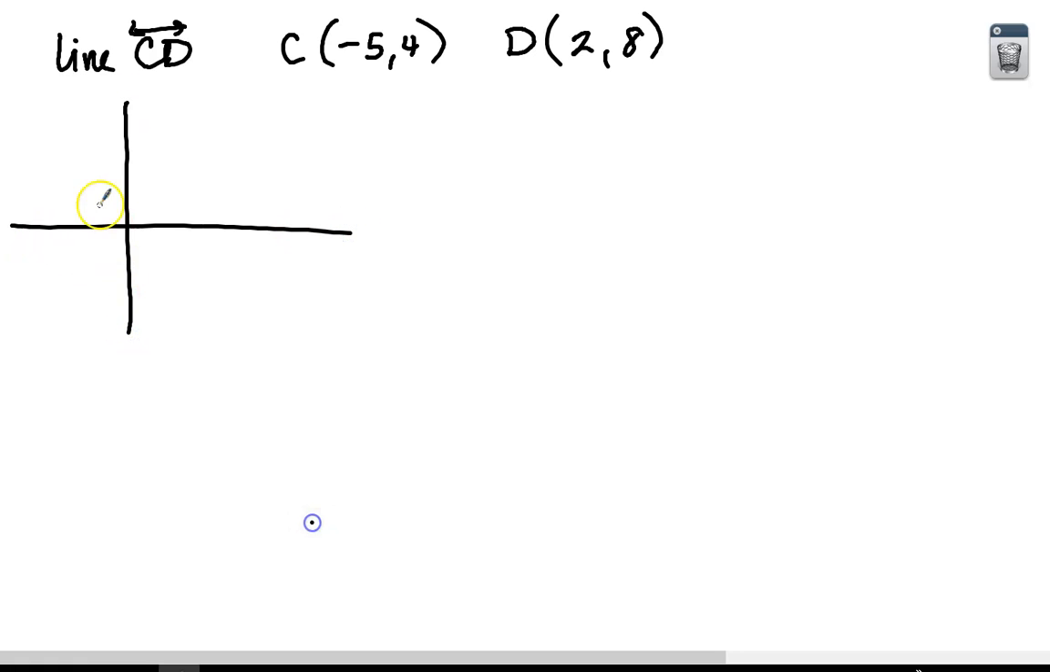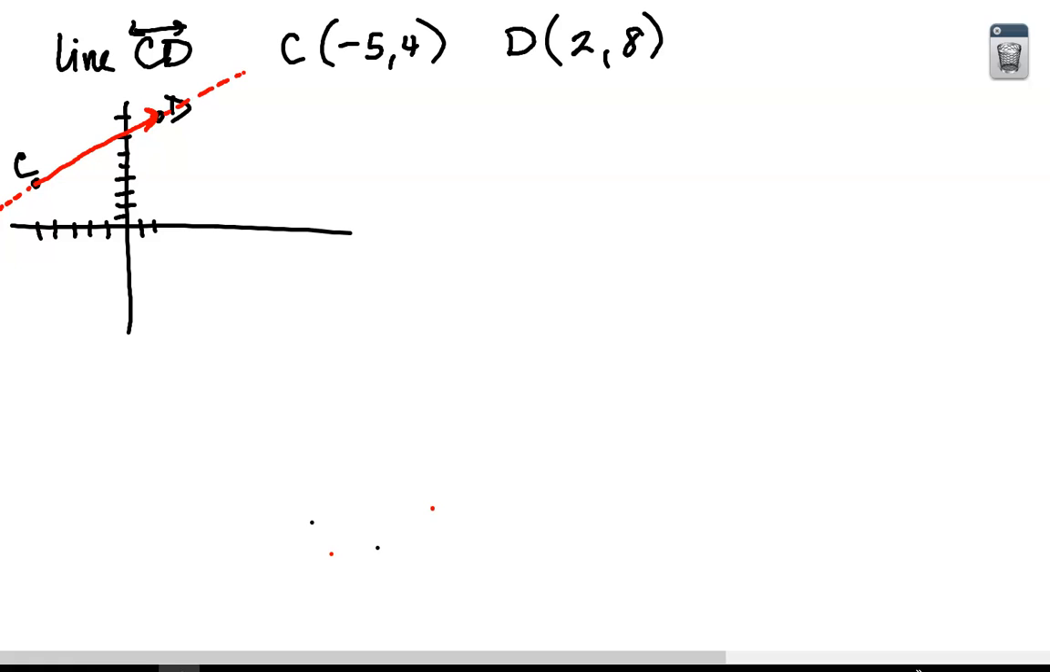So here we go. -5, 4. So there's C, and then D is 2, 8. There we go. So here is our line. This is the vector, but technically that line does keep going, guys, forever and ever and ever. But vector CD is on the line.